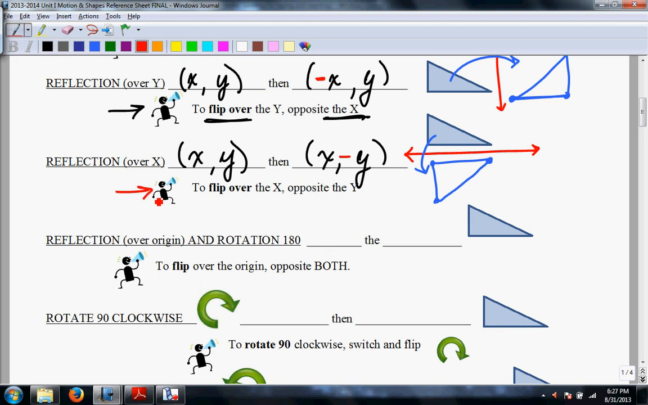Say this out loud. To flip over the x, you opposite the y.